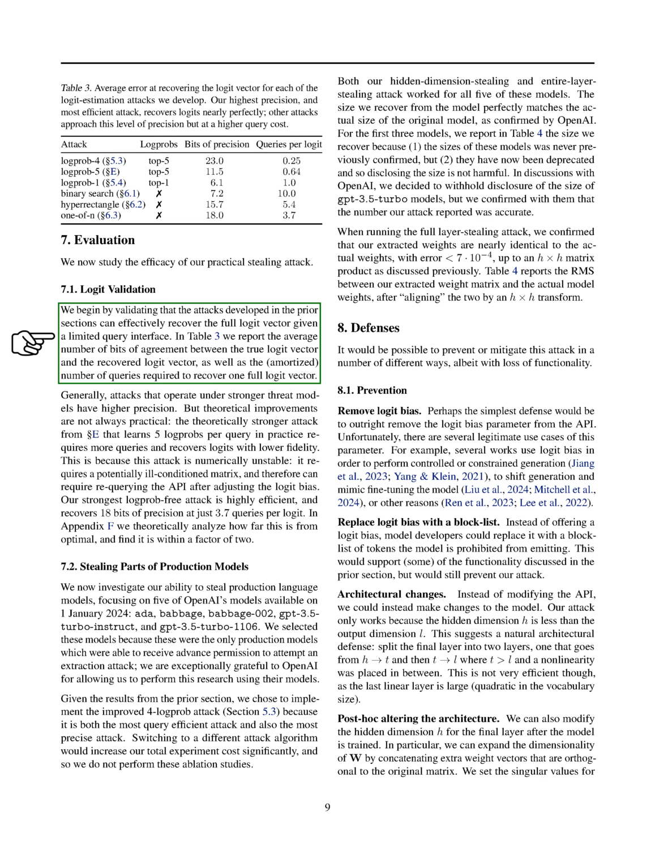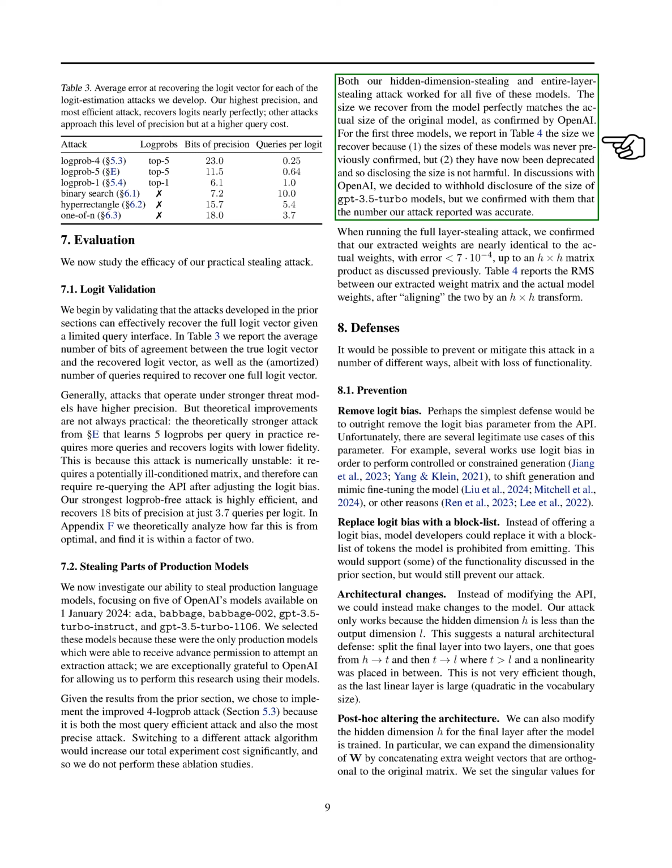We then evaluated the effectiveness of our practical stealing attack by validating that the attacks could recover the full logit vector with limited queries. Our strongest log-prob-free attack proved to be highly efficient, recovering 18 bits of precision with just 3.7 queries per logit. Moving on to stealing parts of production models, we focused on 5 of OpenAI's models and implemented the improved log-prob-free attack due to its efficiency and precision.